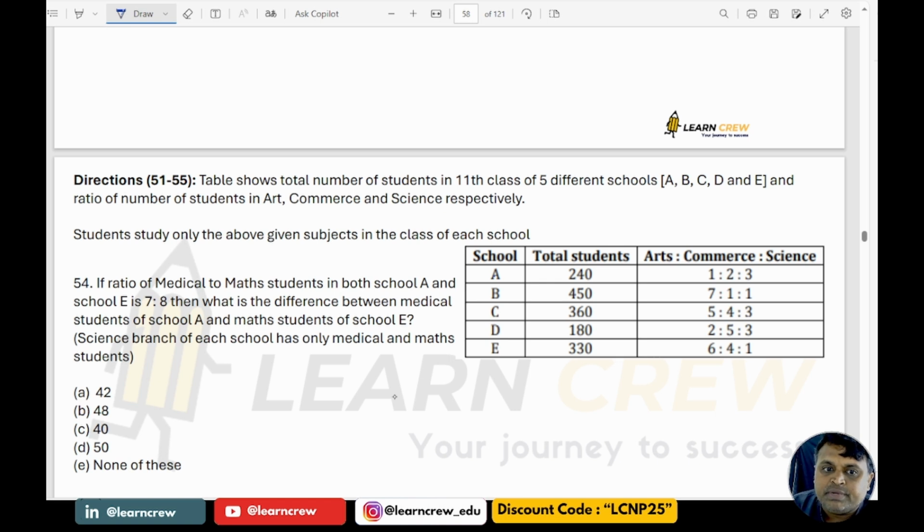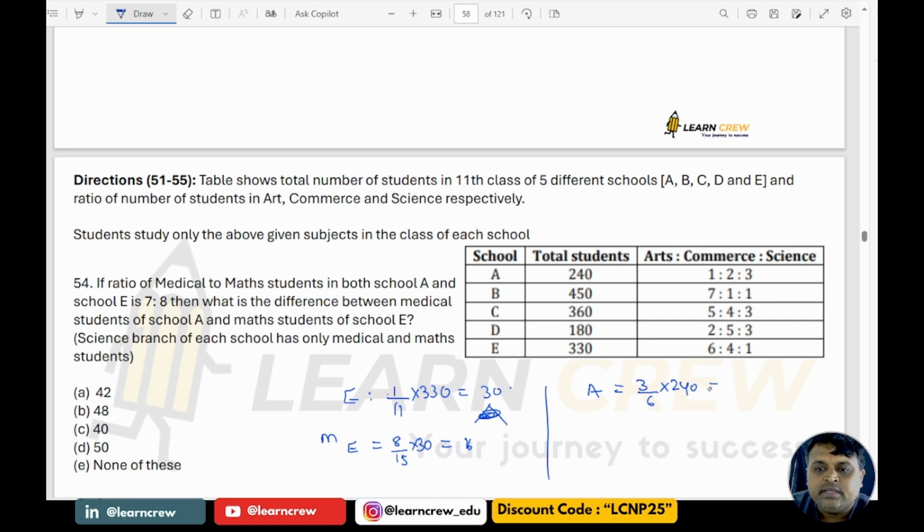So here it is how much? 1/11. In E it is 1/11 of 330, which is how much? 30. Now here see, it is in the ratio 7:8. Math students in E is how much? 8/15 of 30, which is 16. Similarly, school A, how much? 3/6 of 240, it is 120.